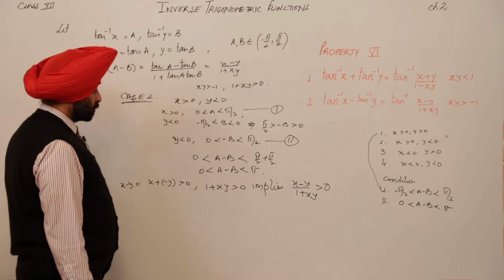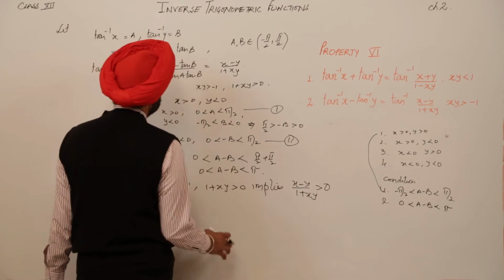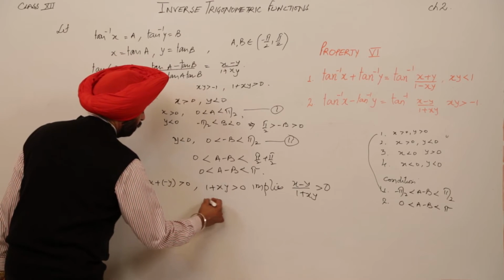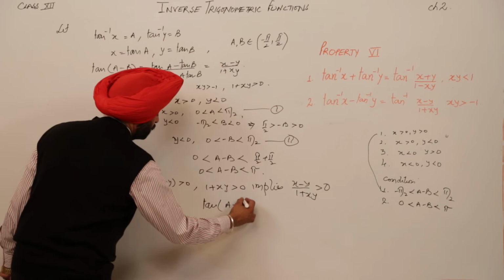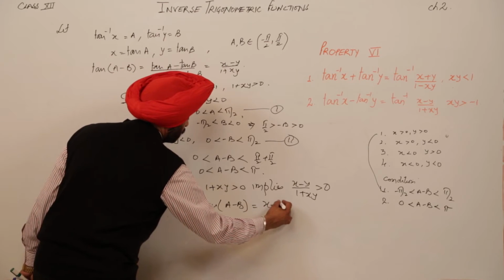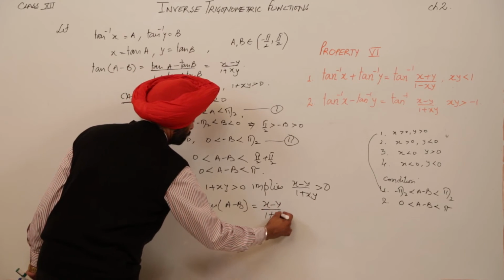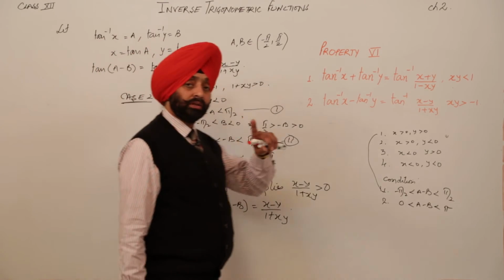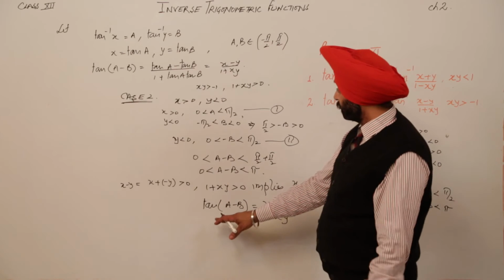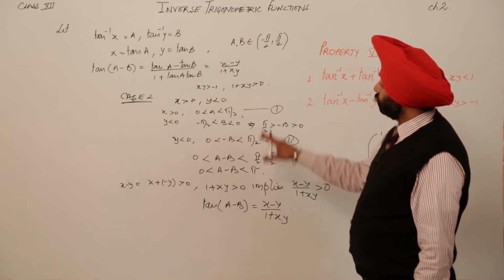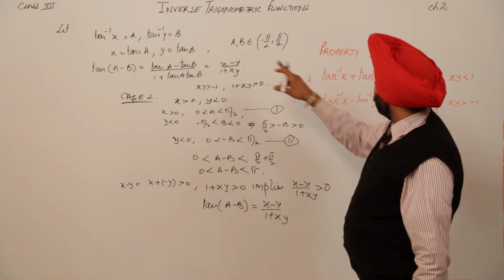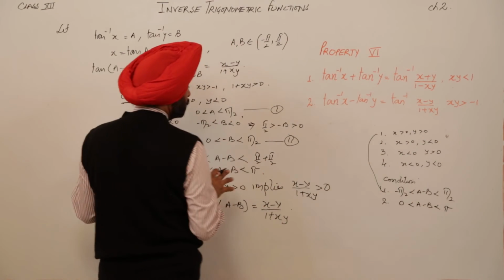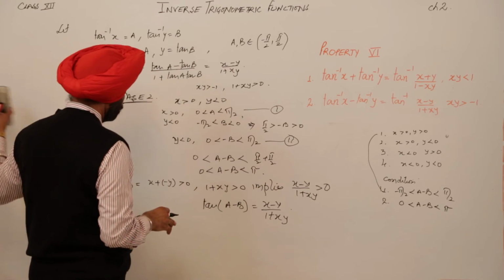So when it is greater than 0, we can easily solve it. We have tan of a minus b is equal to x minus y upon 1 plus xy. Further, we are going to do this step in the final stage, because I have already shown you that after this one we get this thing and then we get this property. I will be showing you. So this was basically case 2 that we have done.